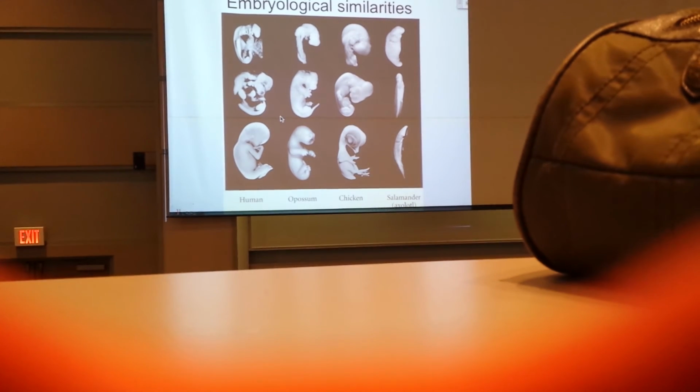Okay. So organisms have embryological similarities. So here we have human, possum, chicken, and salamander. As organisms develop, they typically gain more and more differentiation. When you go further back, you find that they are more similar. And so that's another form of evidence that we share a common ancestor.